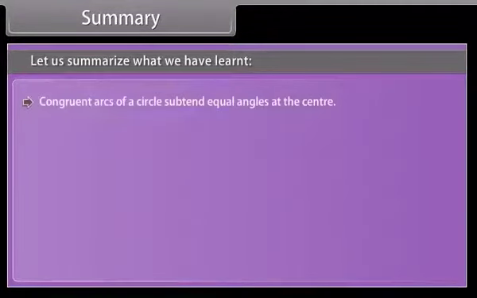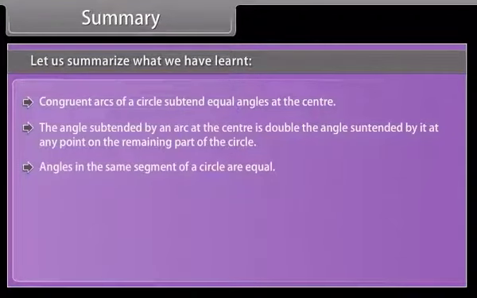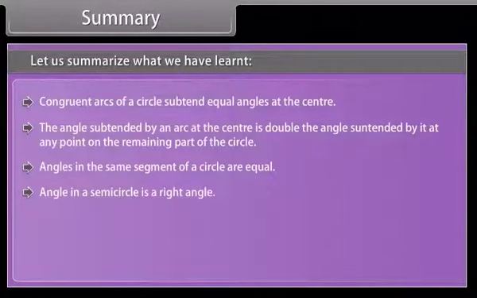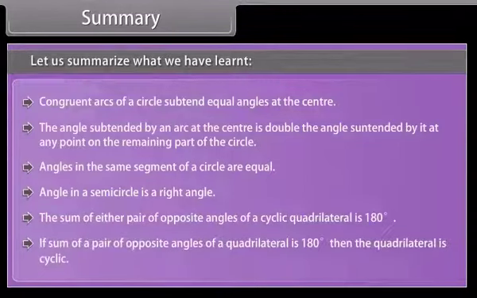Congruent arcs of a circle subtend equal angles at the center. The angle subtended by an arc at the center is double the angle subtended by it at any point on the remaining part of the circle. Angles in the same segment of a circle are equal. Angle in a semicircle is a right angle. The sum of either pair of opposite angles of a cyclic quadrilateral is 180 degrees. If the sum of a pair of opposite angles of a quadrilateral is 180 degrees, then the quadrilateral is cyclic.